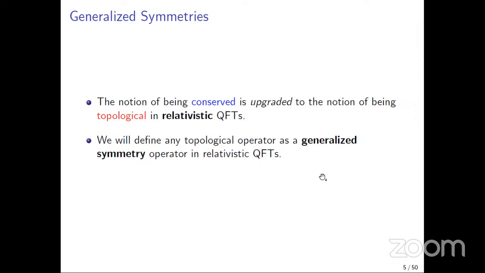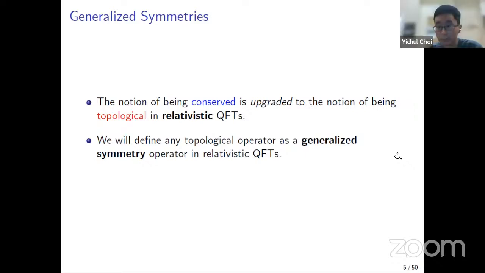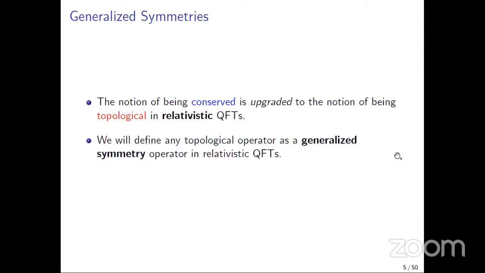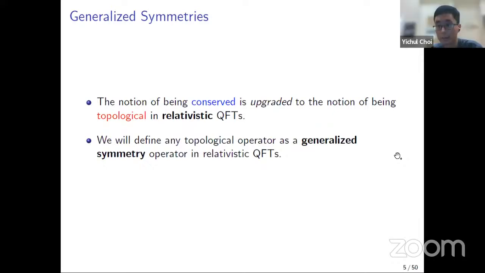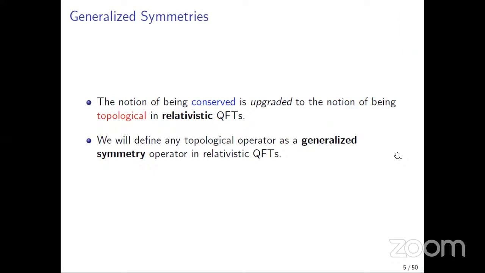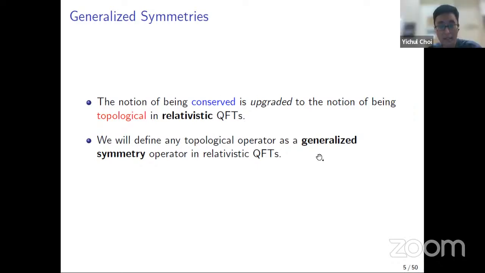I have a question. Yes. So if I had a finite symmetry where there isn't a conserved current, are you still saying, for relativistic QFTs, that a symmetry is the existence of a topological operator? Yes. So this will still hold for finite symmetries as well as continuous symmetries. Okay, thanks. Yeah, thanks for the question.